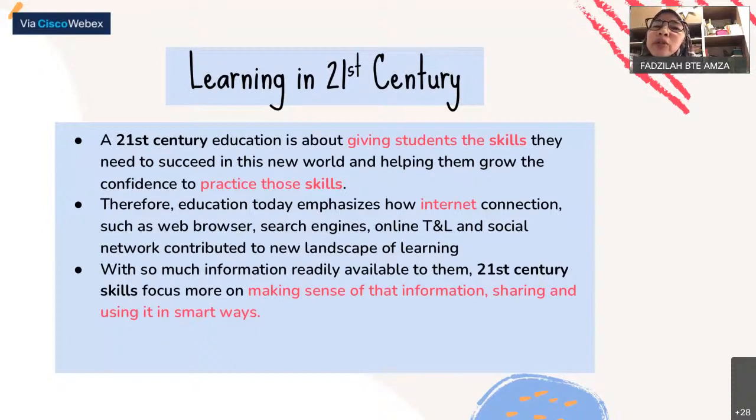And social network contributes to the new landscape of learning. Kan? Sekarang ni, sebab tu kalau kita tengok in education kan, kita banyak sangat Facebook group, grup-grup pendidikan ni. This is where our student also get information.